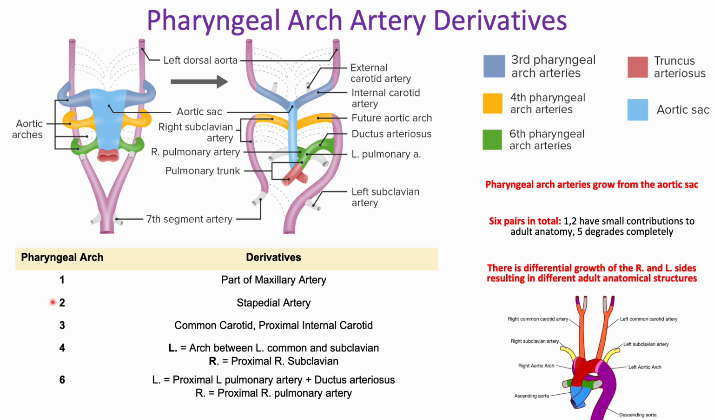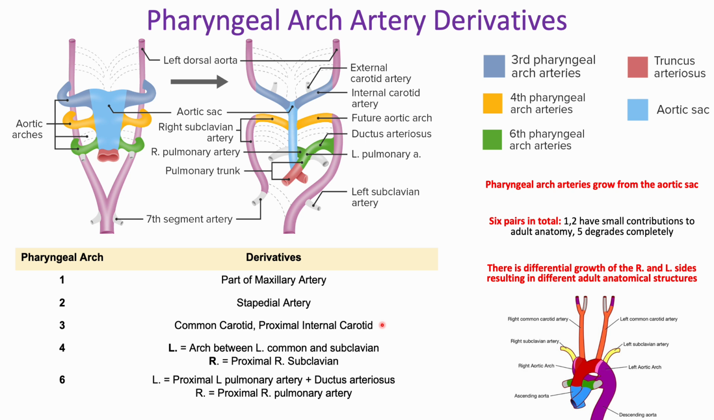We're going to start with pharyngeal arch number 1. Remember, pharyngeal arch 1 gave off a lot of things that started with an M, and that's the same case here. We're going to form part of the maxillary artery. The second pharyngeal arch gives rise to parts of the stapedial artery. Again, these are up in the skull region. So maxillary artery for 1, stapedial artery for 2.